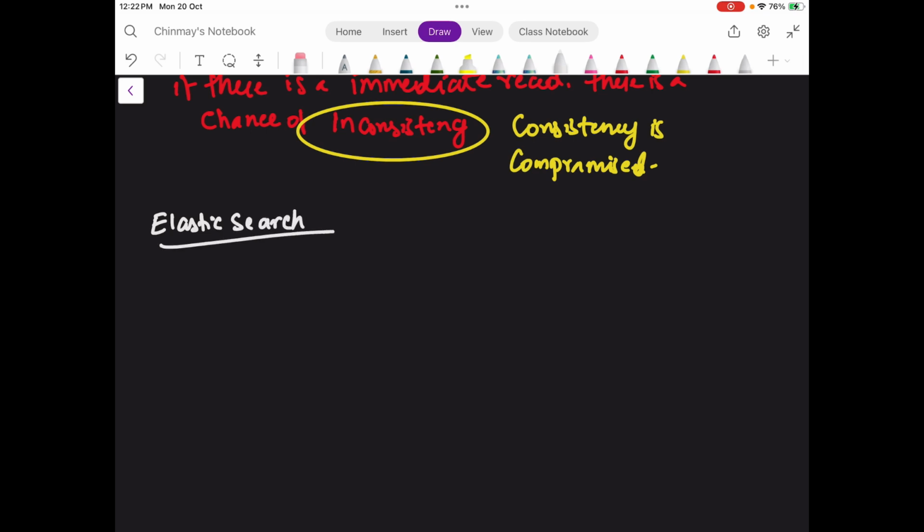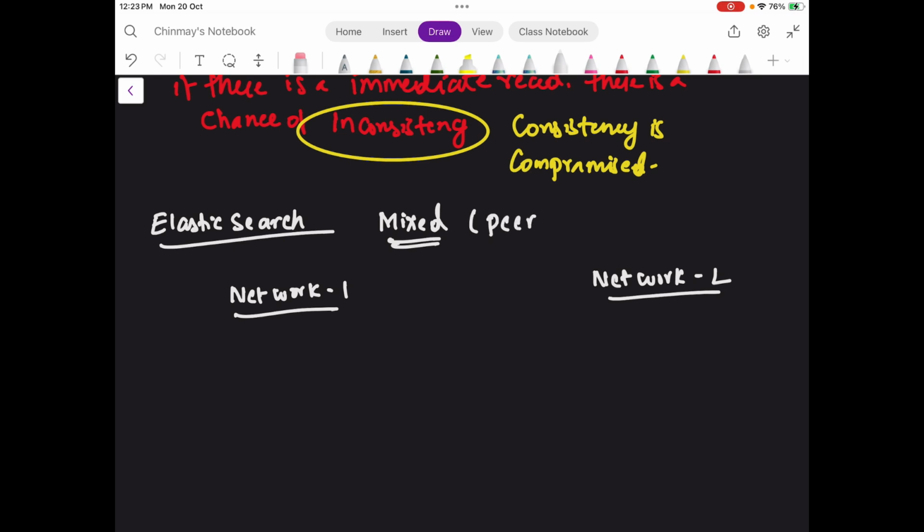The beauty of Elasticsearch is that it is mixed use cases. We need to understand this very clearly. Network 1, network 2. It is a mixture of both architectures, peer-to-peer architecture, like cluster mode, and also the master-slave architecture. That means peer-to-peer plus master-slave.